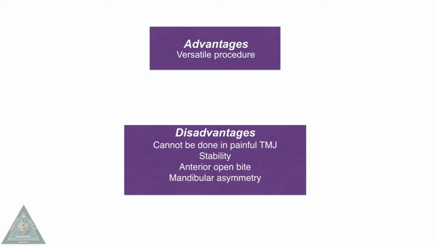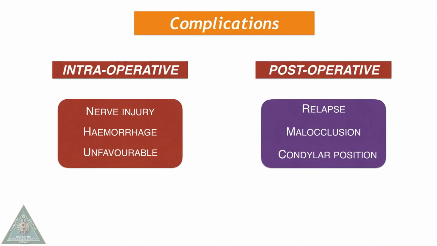The main advantage of the BSSO is that it's a very versatile procedure. Disadvantages are that it cannot be done in painful TMJ conditions. Instability, anterior open bite, and mandibular asymmetry are also possible. Complications can be intraoperative and postoperative. Intraoperative complications are nerve injury, hemorrhage, and unfavorable splits. Postoperative complications are relapse, malocclusion, and condylar position changes.